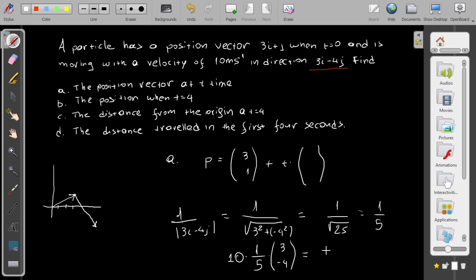So basically this is going to be 2 times 3, minus 4, which is 6, minus 8. So the position vector at t time will be 6, minus 8. And if I want to write it with the base vectors, I can write it 3i plus j plus t times 6i minus 8j.